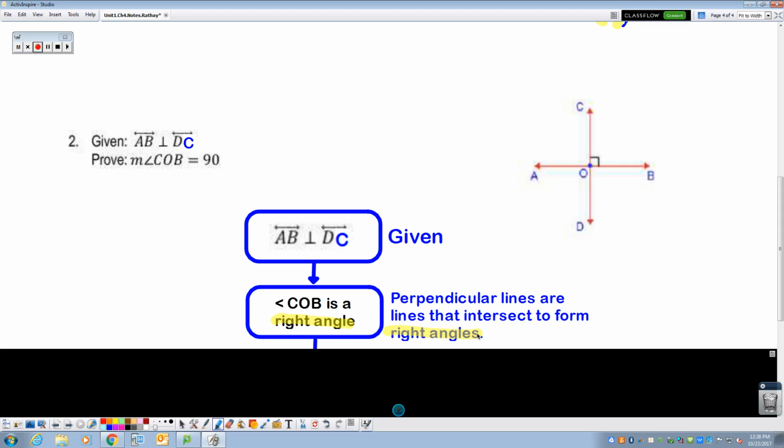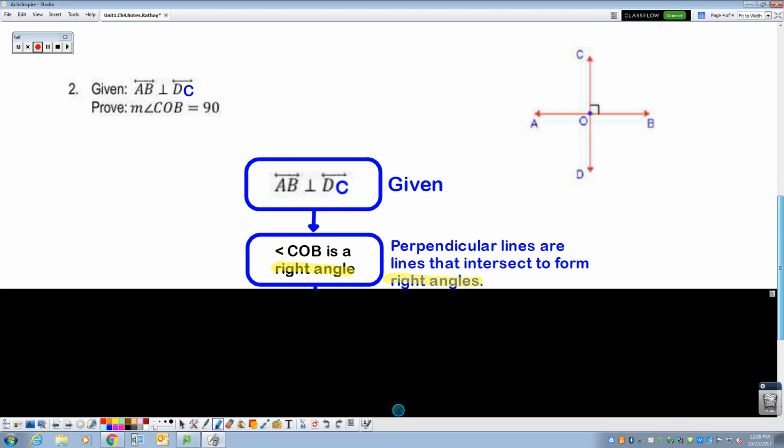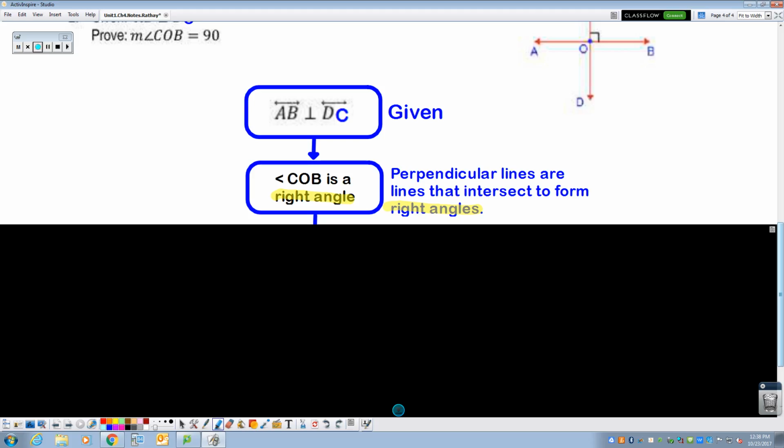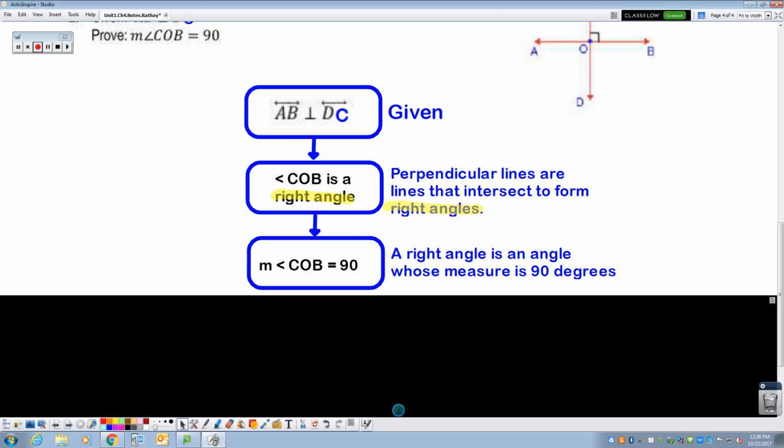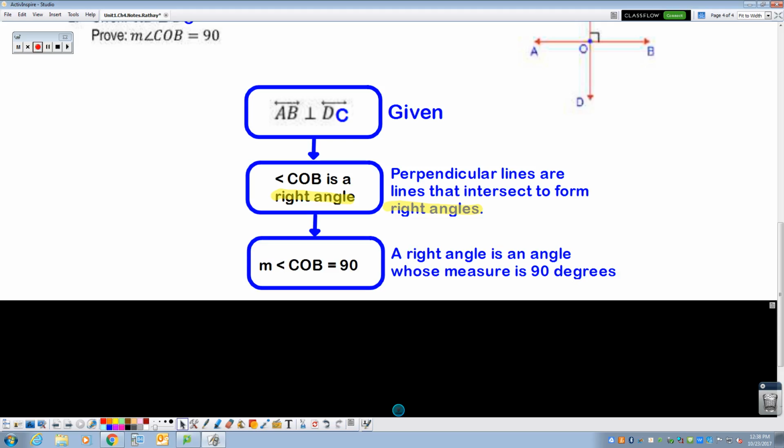But now I do have another reason on my pink sheet that does let me get from right angle to 90. So I have one more step. A right angle is an angle whose measure is 90. Measure is 90. Now we have that agreement, and it does take an extra step to get to that 90, but we want to make sure we're sticking to the phrasing on our pink sheets and not skipping steps, because when we get into more complicated proofs, we have to be careful that we're not leaving things out.